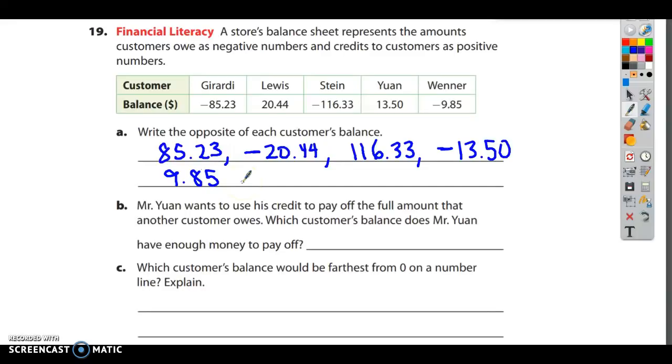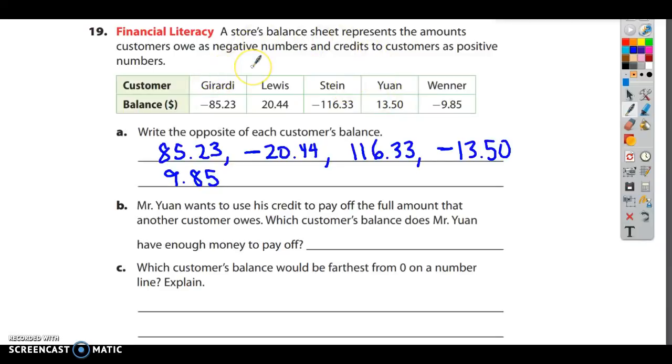All right, question B. Mr. Juan wants to use his credit card to pay off the full amount that another customer owes. Which customer's balance does Mr. Juan have enough money to pay off? He has $13.50. He wants to pay off someone's bill. Can he pay off Stein's? He has 13 bucks. Can he pay off Stein's? No, not even close. Can he pay off Girardi's? No, not even close.